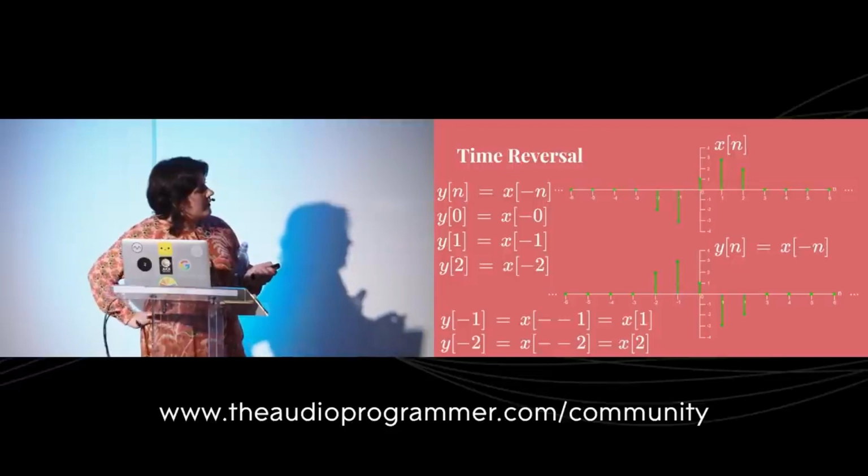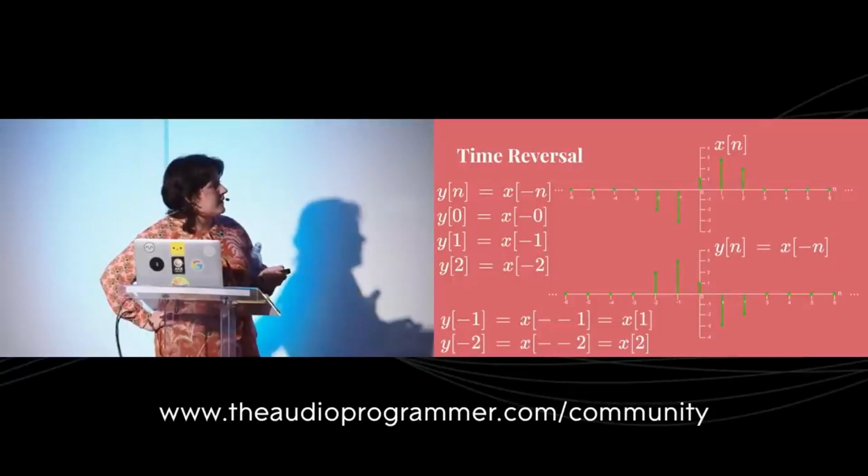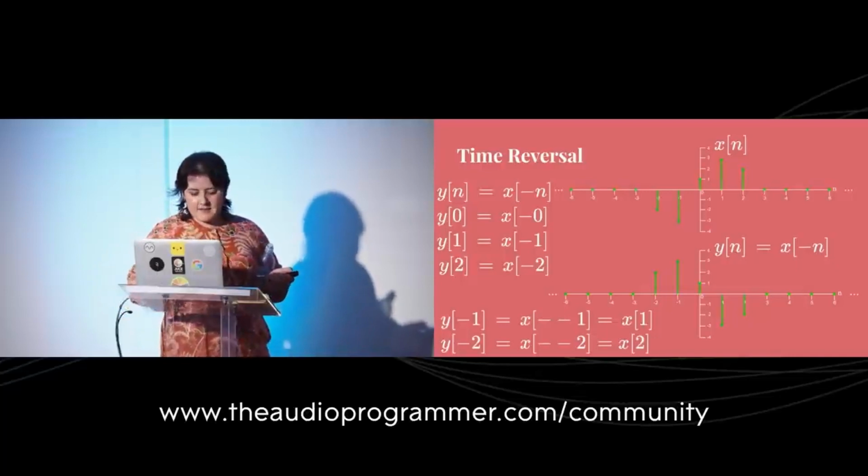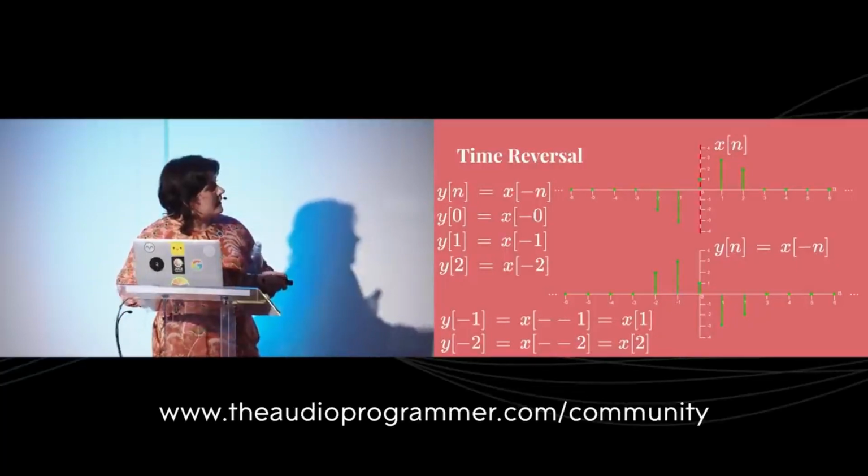So simply all we do here is whatever value we have at x of n, for the output we make it negative, and vice versa. So you can see here that this is a version of this just flipped around the y-axis. There we go.